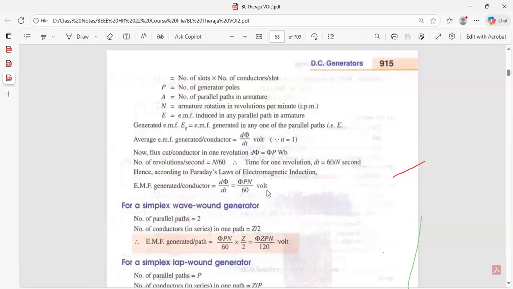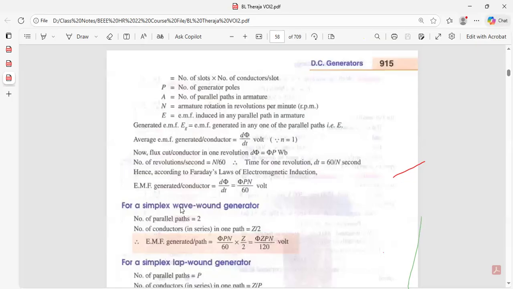So total voltage we are having, but for every parallel path, what is the voltage developed? That's why we are dividing with A. Here we are multiplying with Z, the total number of conductors, and dividing with A. This is the complete EMF equation of DC generator. Up to this, you have to write in the exam. Is it clear?